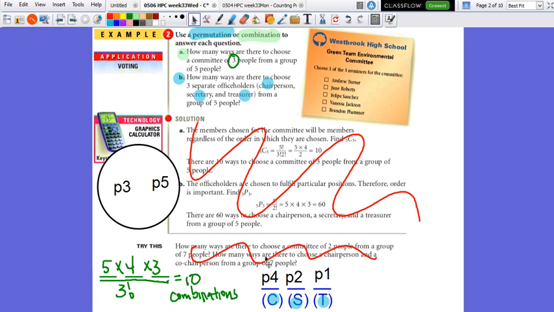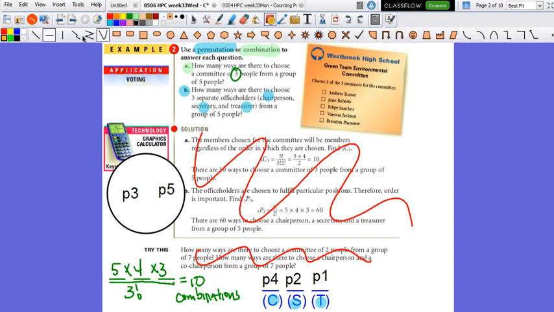Whereas in A, you're just selecting 3 people, and the positions are not specified, in the combination example. But here's something to pay attention to: if there are names for the positions, then chances are it's going to be a permutation. But if there are no names for the positions, then it's probably going to be a combination, because then order doesn't matter.